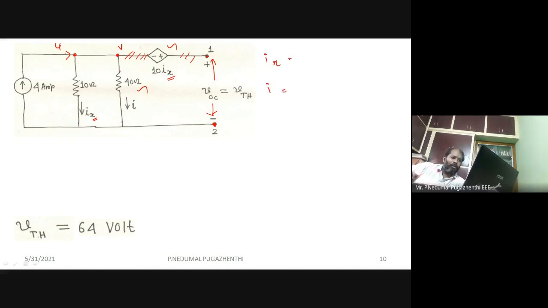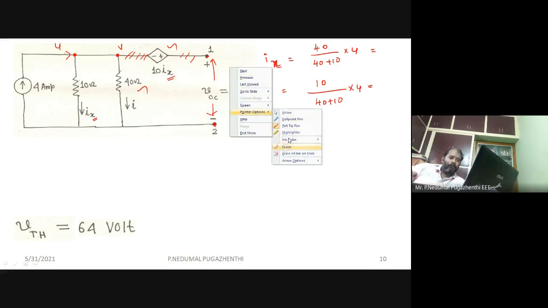using your current division. So what is that current division rule says that to find Ix, the opposite resistance divided by the total resistance into the total current. Tell me what is the value. The same way, what is I? I can subtract it from the total current, or I can use the same formula, the opposite resistance divided by the total resistance into the value. Tell me what is Ix and tell me what is I. I will give you 1 minute time. Make it fast. Use your calculators.